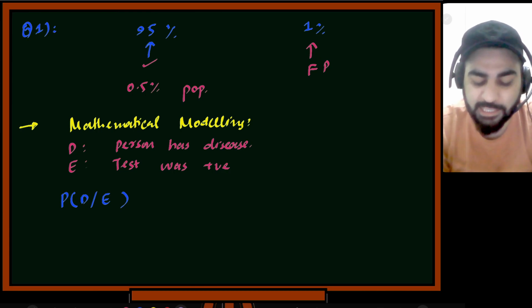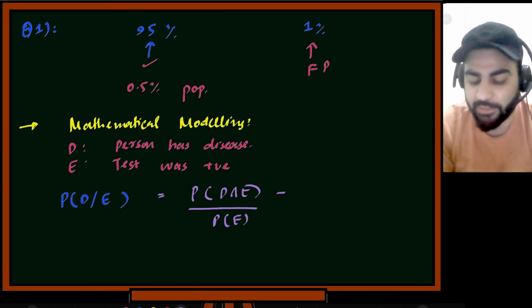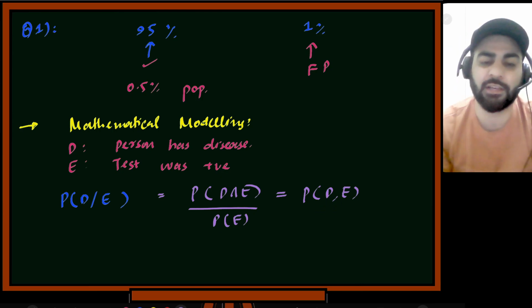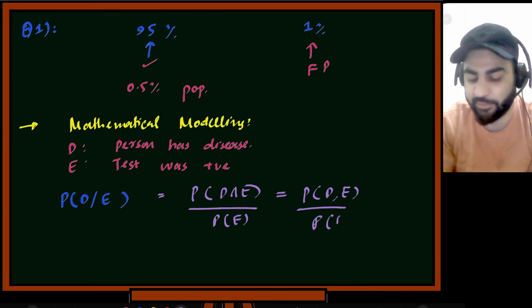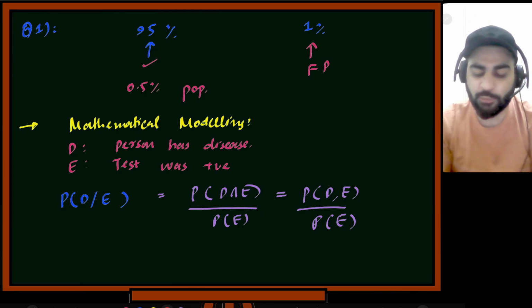So the rules are, you can expand it as probability of D intersection E divided by probability of E. Sometimes people also write it as probability of D comma E, or even omit the comma. In some books you will see this. Now we have to compute this. So how to compute the total probability? Or you can also make the modeling of this.